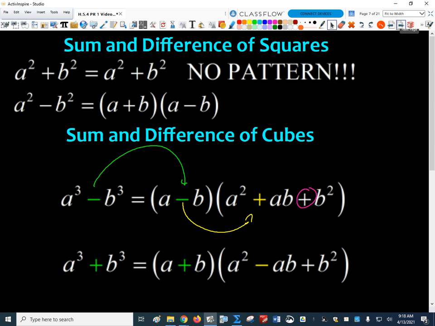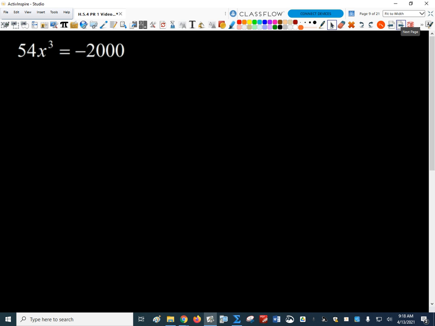Let's try something like that. Just get a little practice. So how are we going to solve this equation? We could try that. Does 54 go into 2,000? I don't think it does. So we probably don't want to do that, because remember, we can't isolate x.